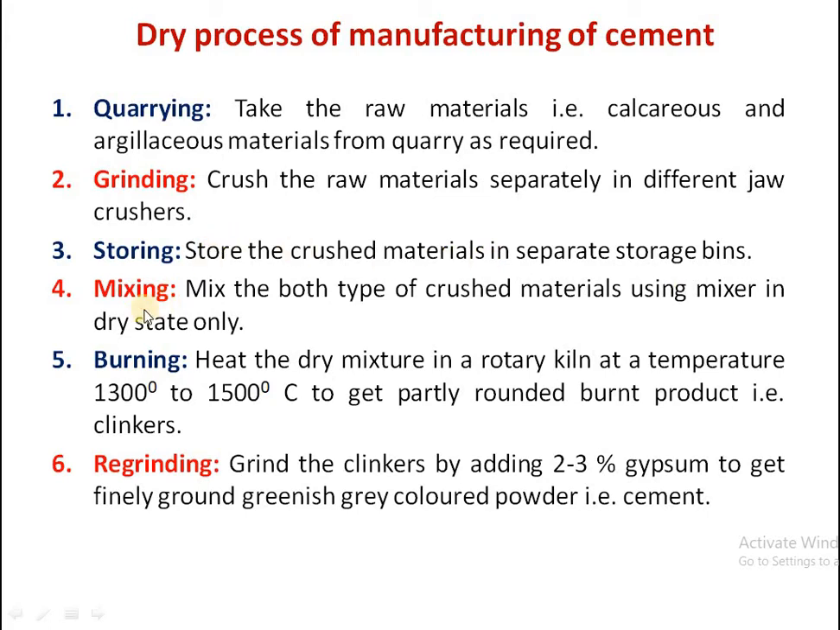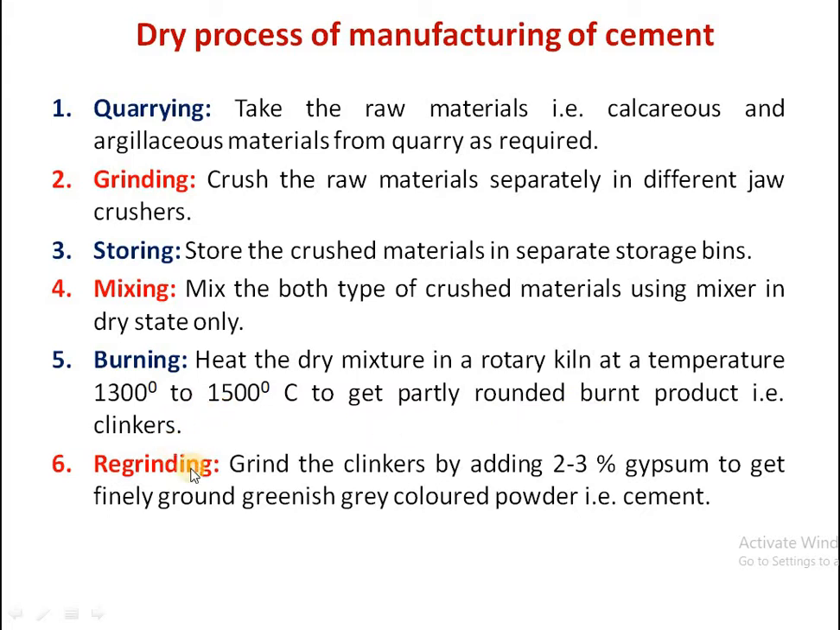Then in the next step, the crushed materials should be mixed together. Both types of crushed material should be mixed using a mixer, and it should be done only in a dry state. We are not adding any type of water here. So mixing is done in a dry state only. After that, burning. You can initially heat the dry mixture in a rotary kiln, or preheating can be done, and actual burning should be done at a temperature of 1300 to 1500 degrees Celsius. Such a high temperature will give us a partly rounded burnt product, that is clinkers.